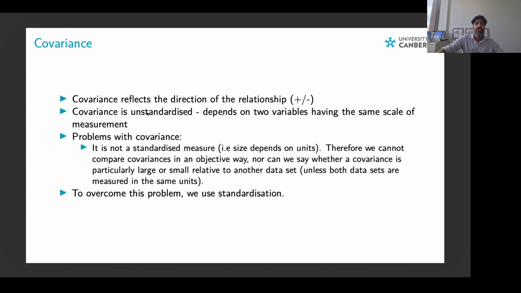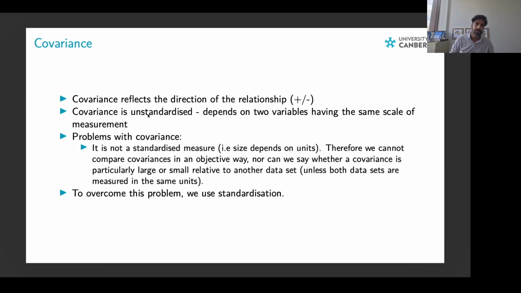And so covariance reflects the direction of the relationship. It's unstandardized. It depends on two variables having the same scale of measurement, right? And so for covariance to actually work, it needs to have the same measure.